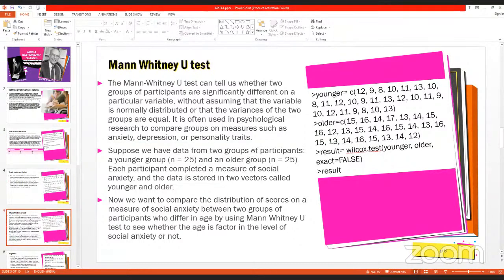Suppose we have data from two groups of participants, a younger group and an older group, and we want to see the social anxiety among them.